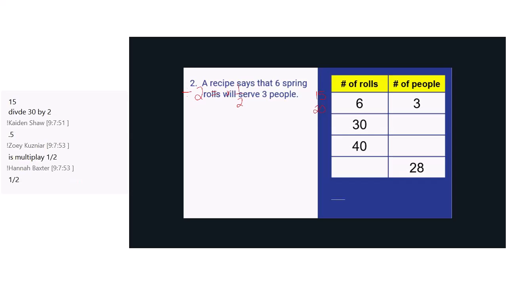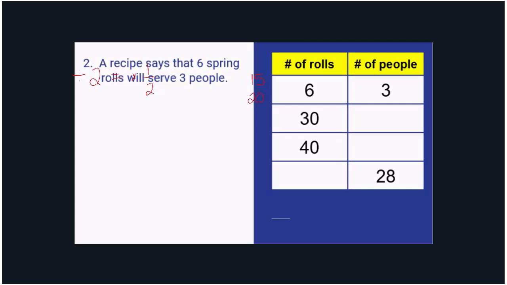And now we have to think backwards. Now we have 28 people. Remember we said 2 rolls per person, so to work backwards, instead of dividing by 2 now, we're going to multiply by 2, and 28 times 2 is, Connor had that earlier, 56, he said, and that is correct.